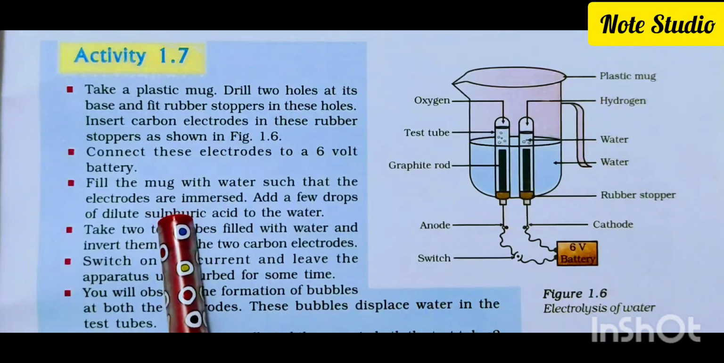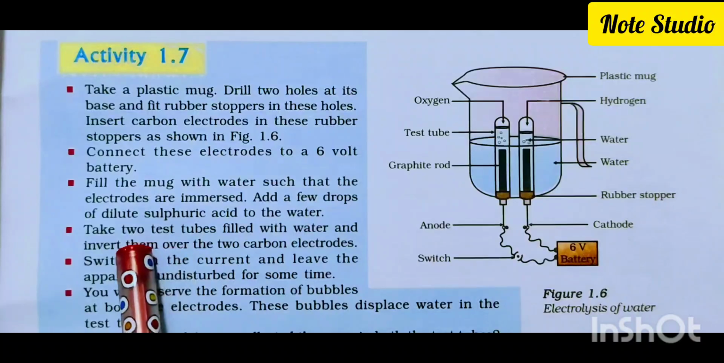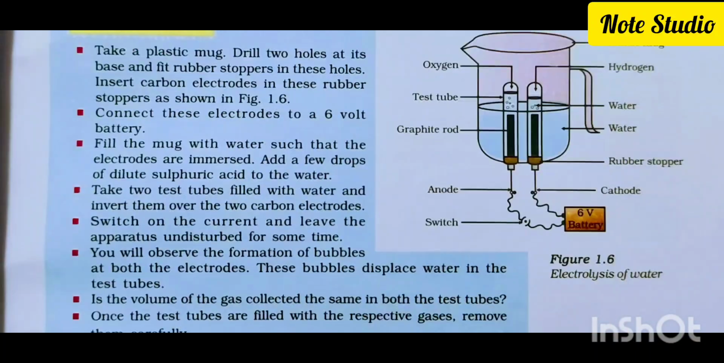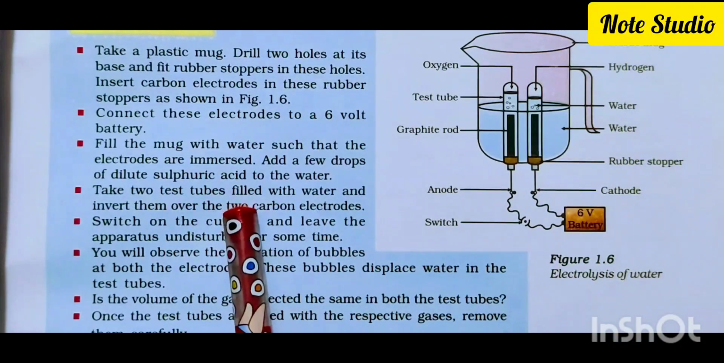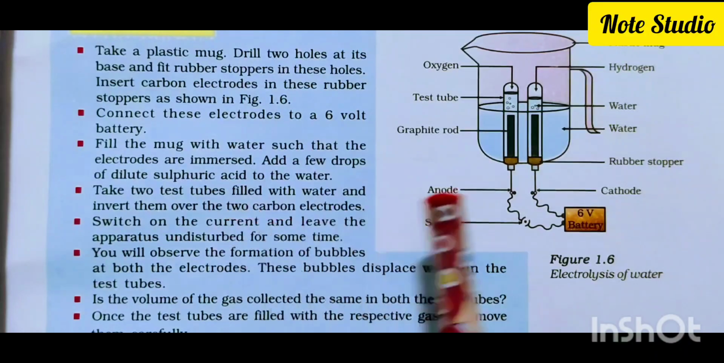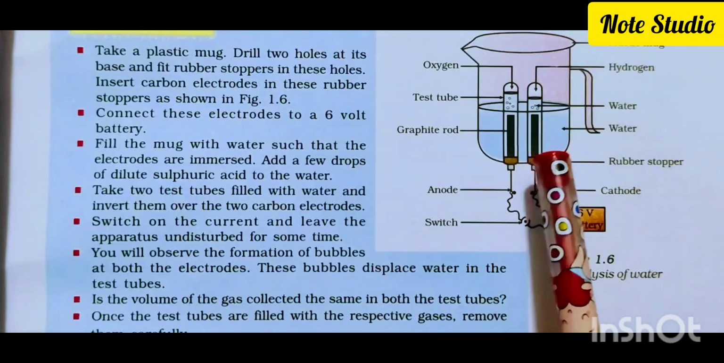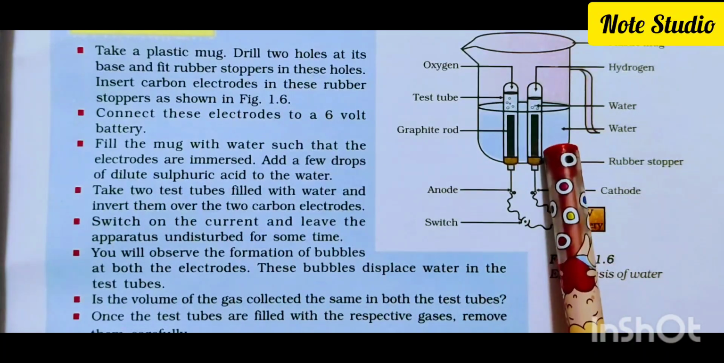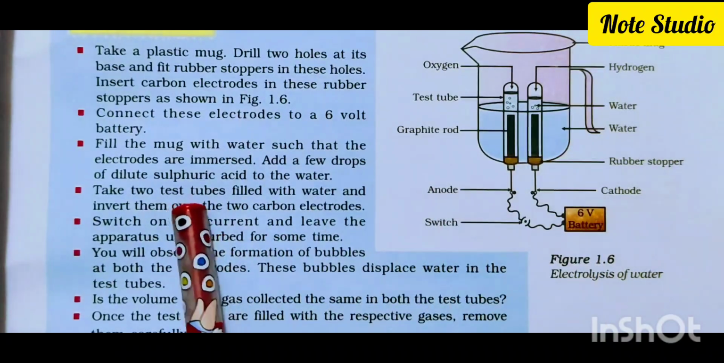So we have filled the mug with water, and then to this water we need to add a few drops of dilute sulfuric acid. Acids are good conductors of electricity. The reason is it produces ions in water, and ions can carry the electric current in the water. That's why when we add very few drops, 1 or 2 drops, of sulfuric acid to the water, the current can pass easily through the water. That's why we are adding sulfuric acid.